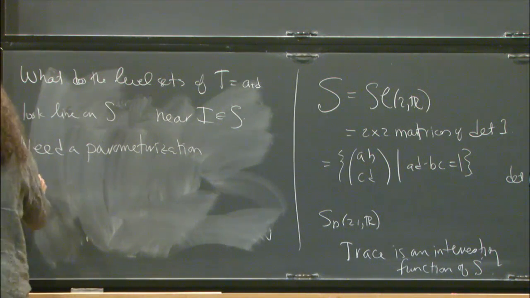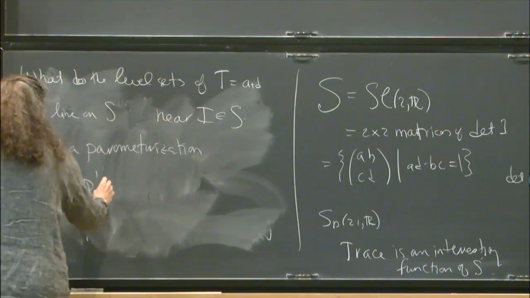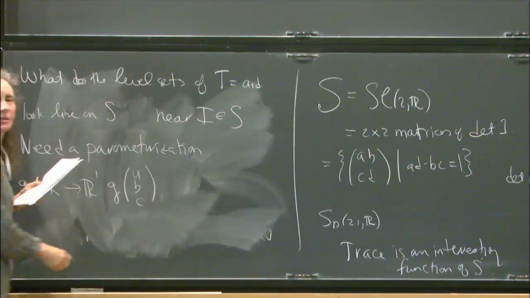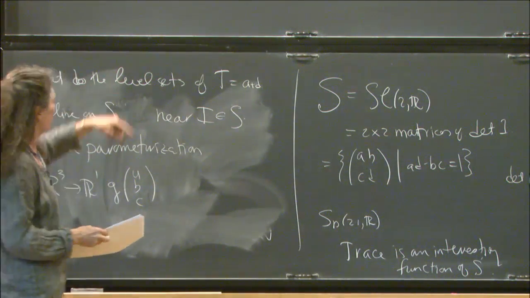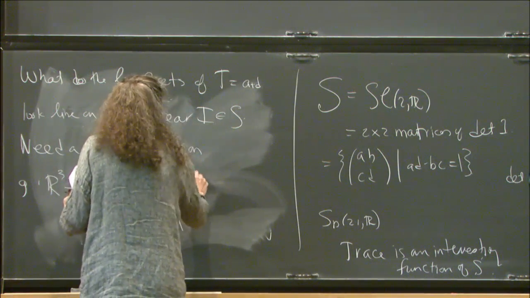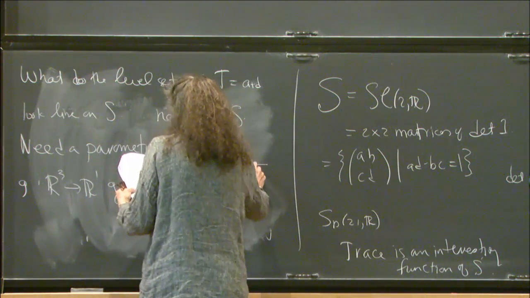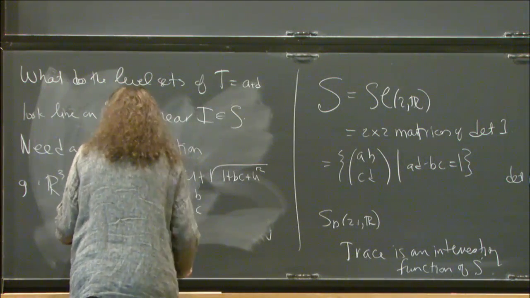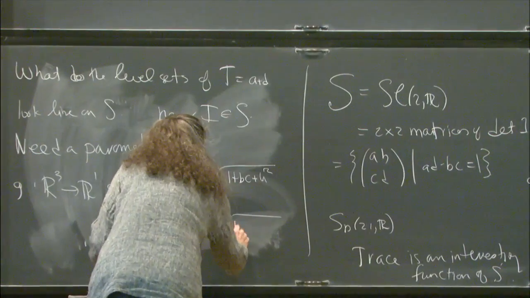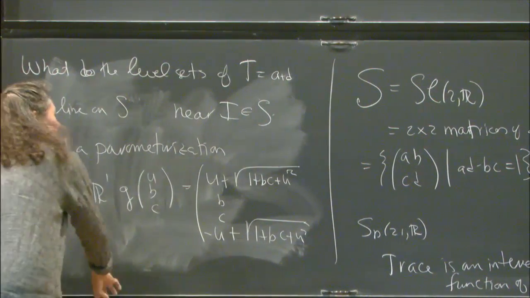Well, I wrote down the following thing. G is a map from R3 to R1. So G of U, B, C: B and C are going to be two of the coordinates, but I'm going to do something else with A and D. G of U, B, C is U plus the square root of 1 plus BC plus U squared, and then B, and then C, and then minus U plus the square root of the same thing, 1 plus BC plus U squared. How I came up with this, I don't actually remember.